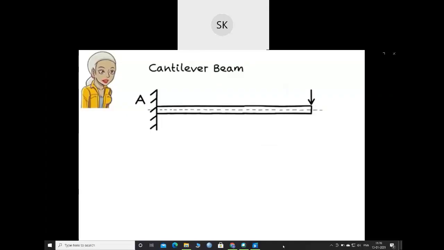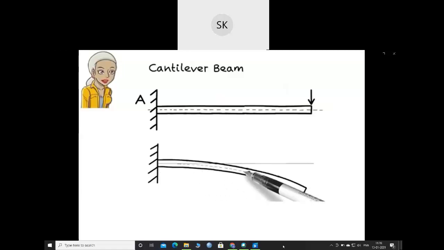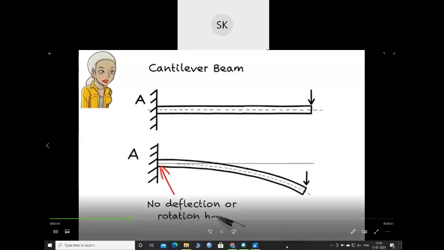Here is a cantilever beam with a fixed support at A. The beam bends downward, but at A it remains horizontal. That is, the beam neither deflects nor rotates at a fixed support.